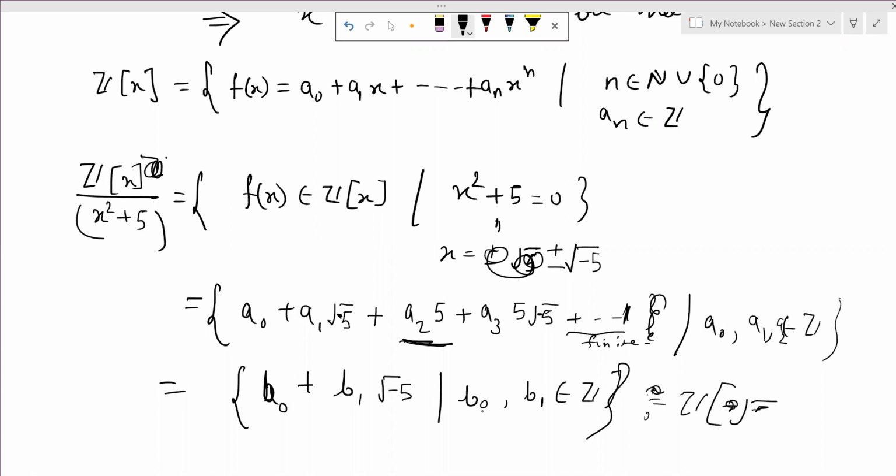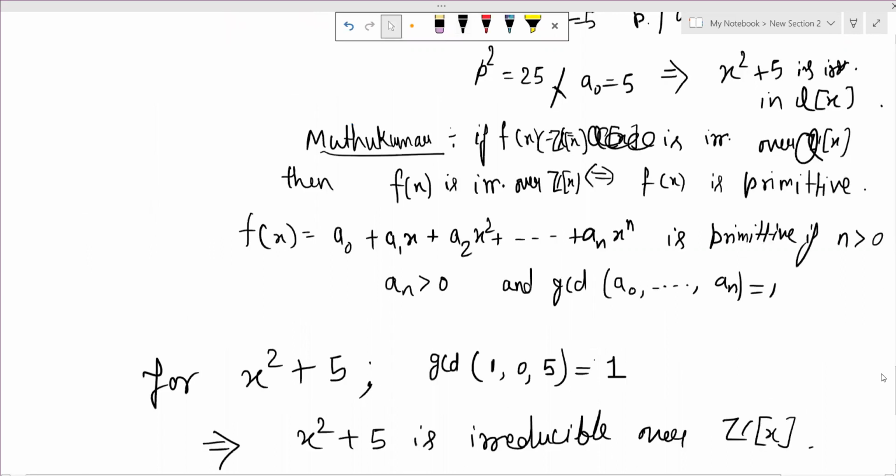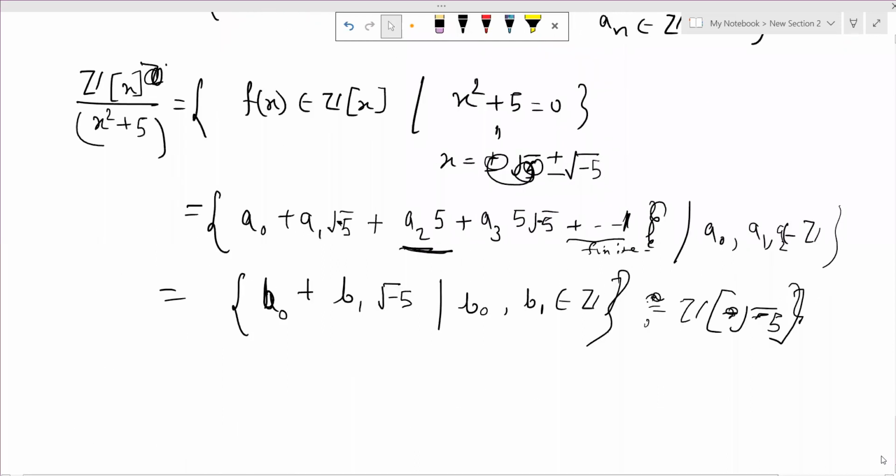What happened? Agreed or not? Sarang, yes. And what Sarang is saying is also correct. Sarang, whatever you are saying, define an evaluation map from here to here, from Z[x] modulo the ideal generated by x square plus 5, to Z root minus 5.